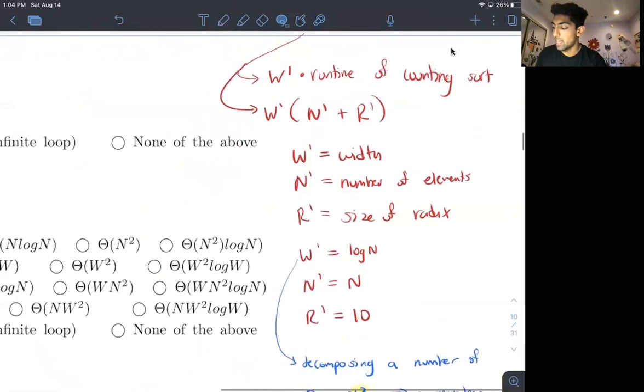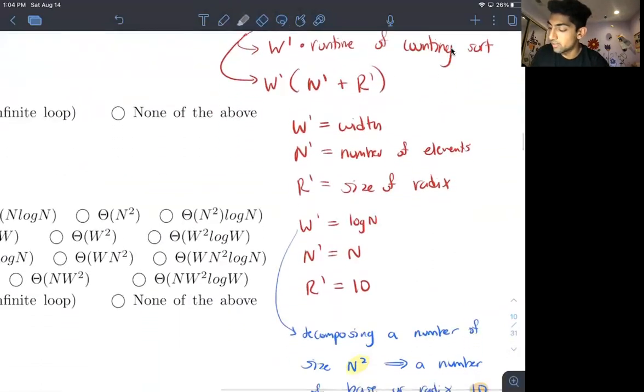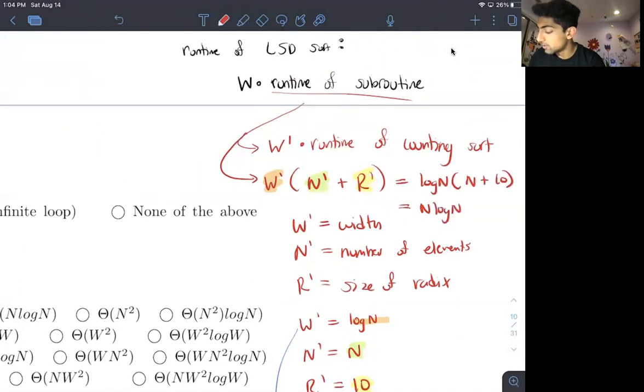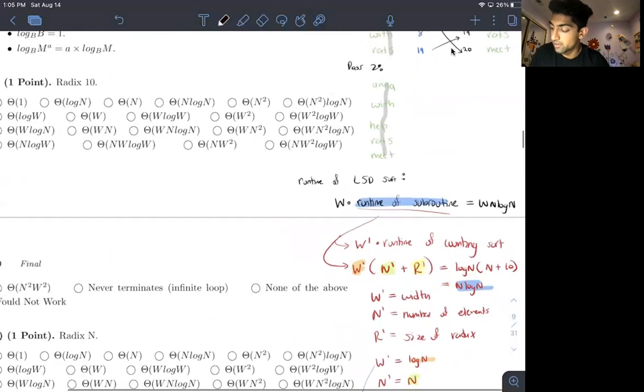Okay, so when we're looking at the final runtime, we can plug in this piece here, and this piece here, and then this piece here, right? And what I get for the runtime of the subroutine is going to be log n times n plus 10, which is equal to n log n, right? So now I can plug in n log n as the runtime of the subroutine, and then I get w n log n, right? So that's going to be the answer to the first part. It's just w n log n. Cool. Yeah, definitely a very tricky problem.